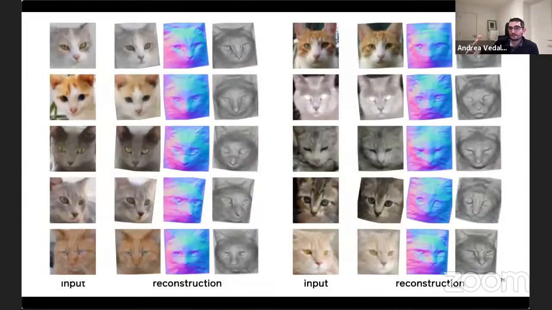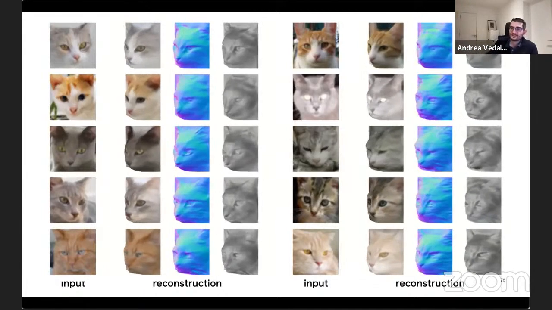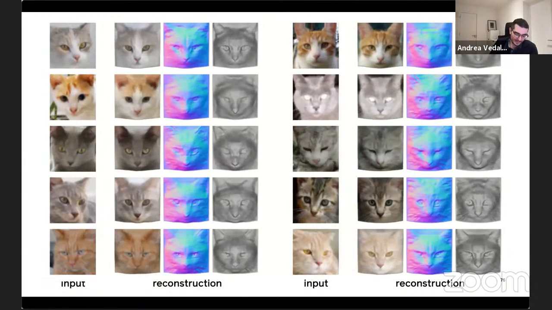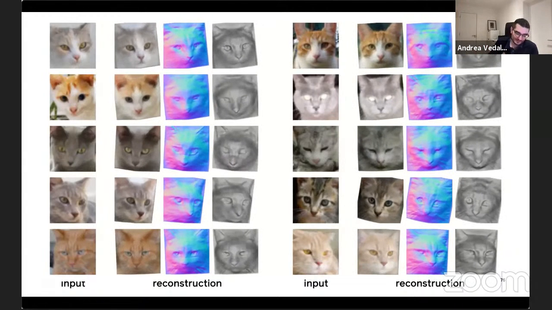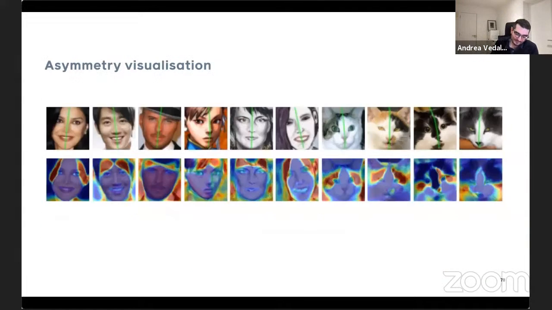And because there is no 3D supervision that you require, you can take any data set. For human faces, you can get better results using 3D supervision. But if you don't have that, then for example, cat faces, you can reconstruct them as well. And here you see that we can learn the axis of symmetry, because that's what the model is able to capture, as well as a map that tells you which parts of your face are symmetric, which ones aren't.